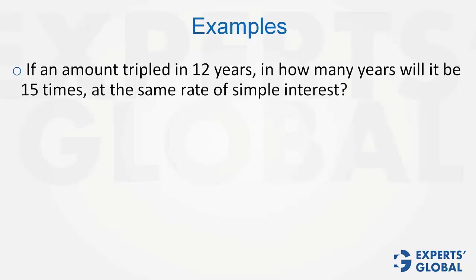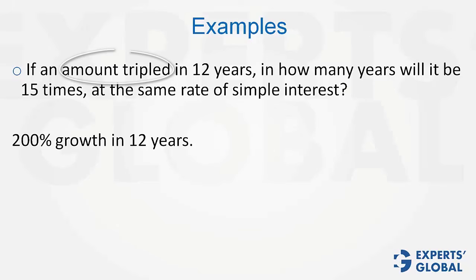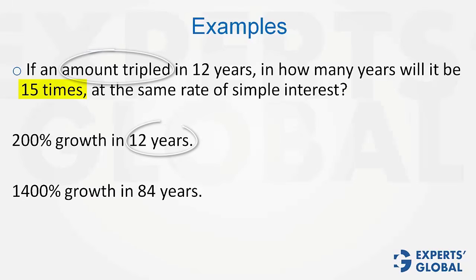This is quite similar to the question we had on the first slide. 200% growth in 12 years. 15 times means 1,400% growth. 1,400 is 7 times of 200, and therefore the duration needed will also be 7 times. So 12 years times 7 equals 84 years is the answer.